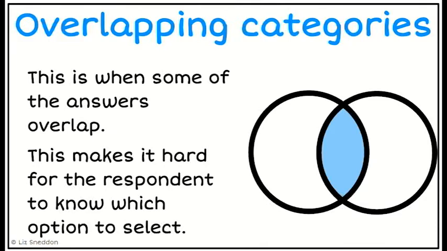Overlapping categories. So if I said, did you spend between 1 and 5 minutes, and then did you spend between 2 and 4 minutes, those categories overlap. And so we want to make sure that we don't have overlapping categories, both for the data's sake, but also for increasing the response rate.